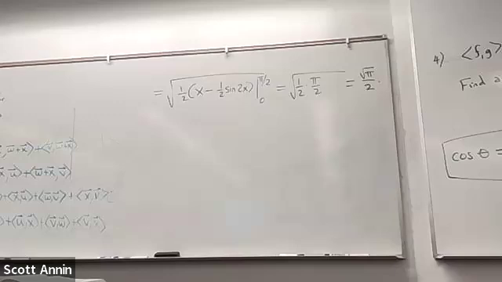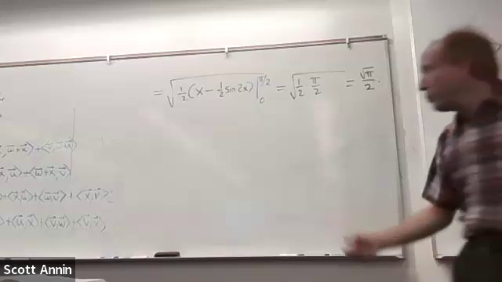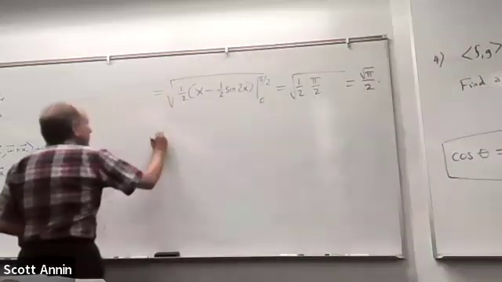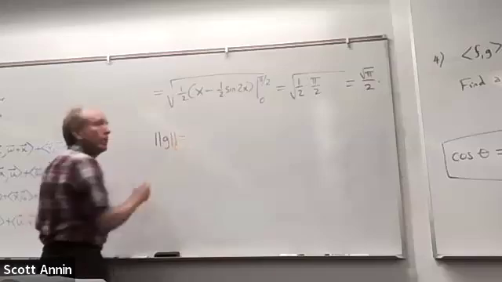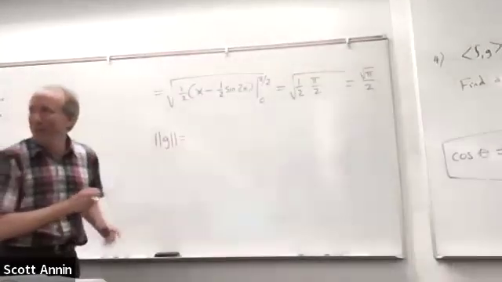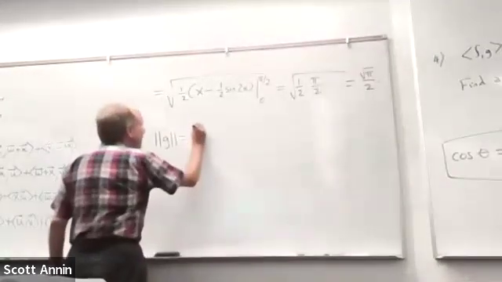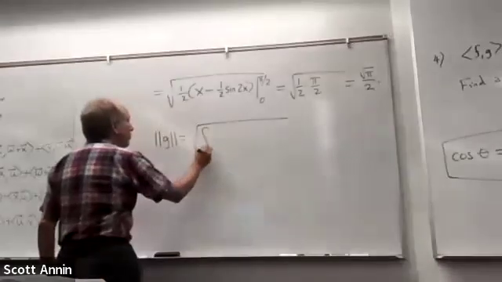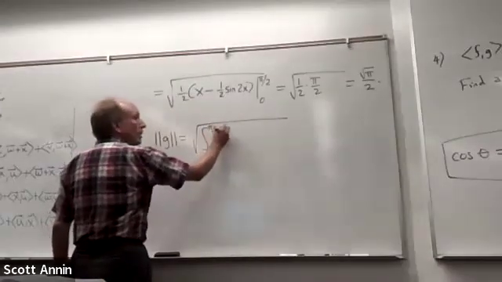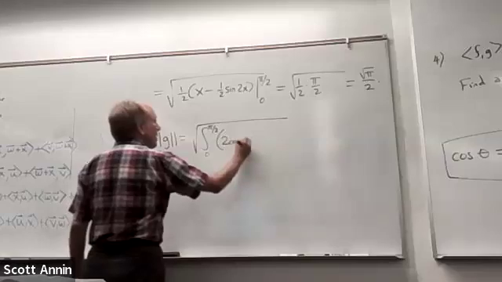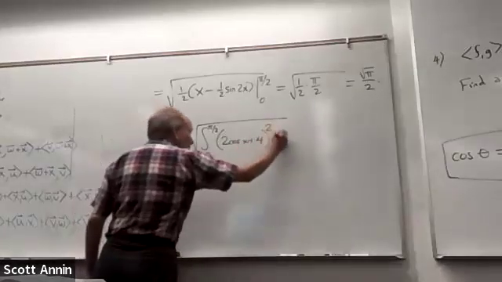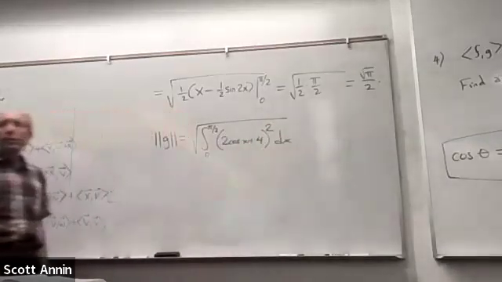That's the norm of f. And then you've got to do the norm of g. I'll start it for you. Maybe I'll let you; I don't want to steal all of the fun. But basically, this one is going to be, again, the square root of the integral from 0 to pi over 2 of (2 cosine x plus 4) squared.